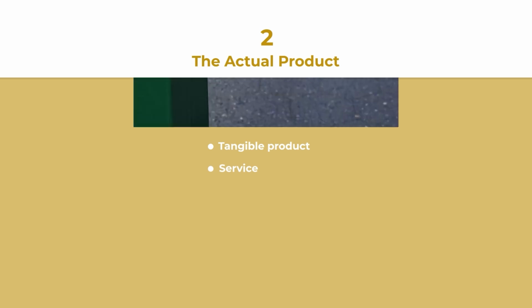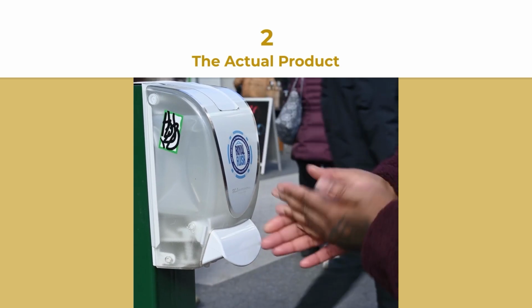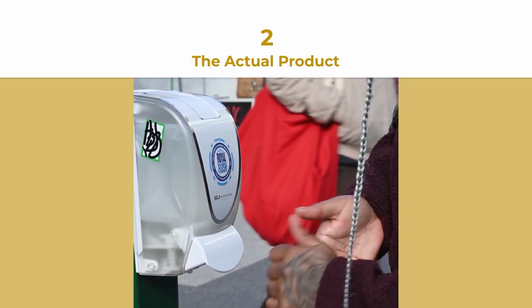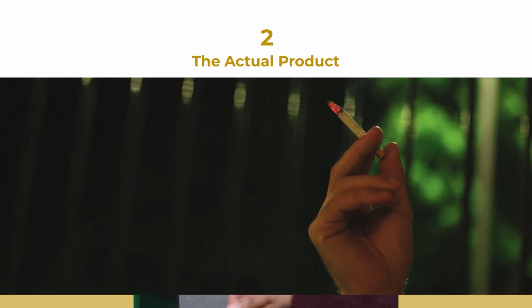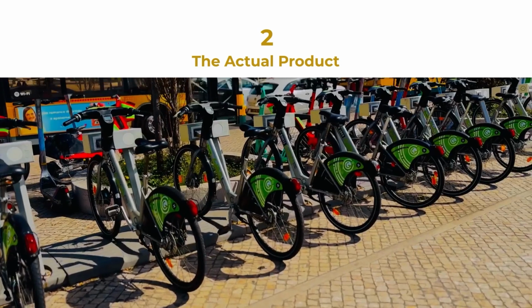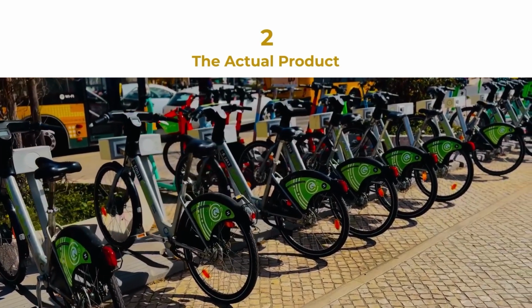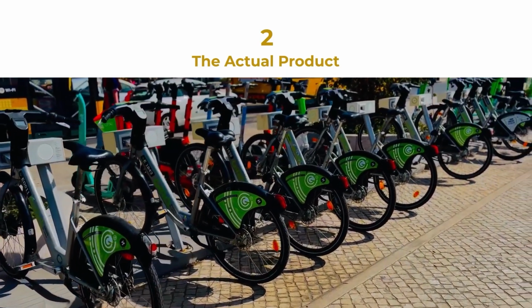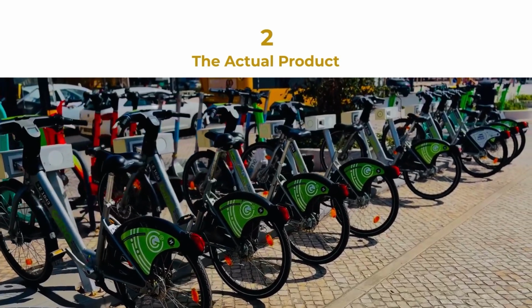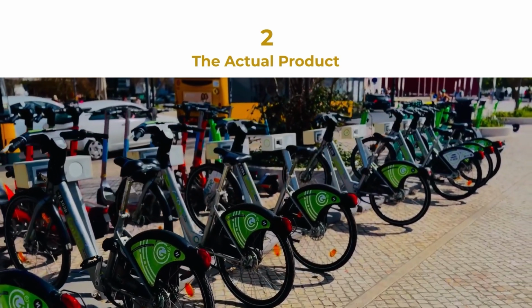For example, a hand hygiene program might provide hand sanitizer stations in public areas. A smoking cessation program might offer free nicotine patches. A cycling to work initiative might provide bike sharing programs or secure bike storage. The actual product must make the behavior easier, more accessible, and more convenient.